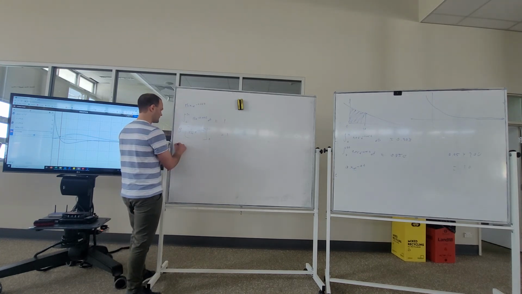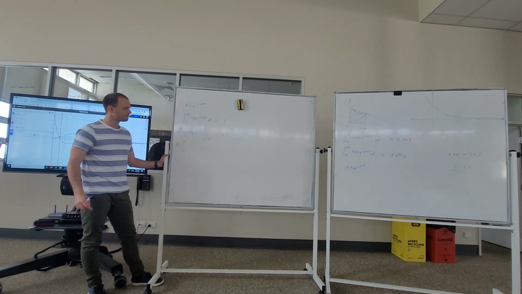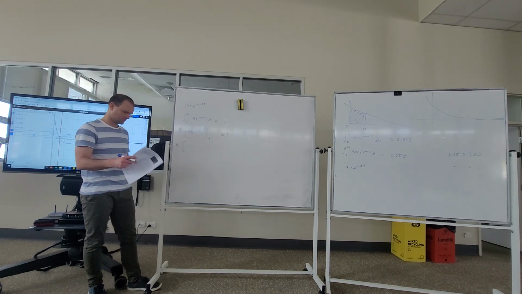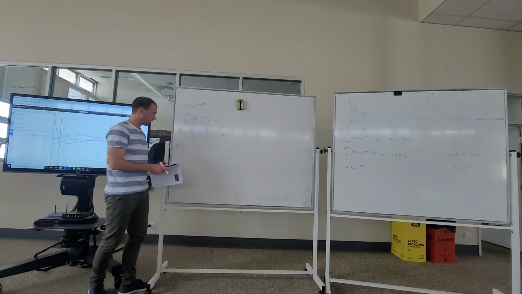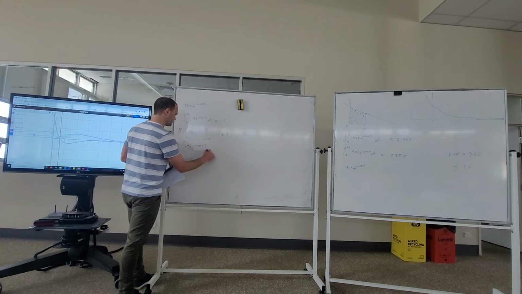So we'll get 1 divided by negative 0.05. Is it 0.05 or 0.5? Yeah, 0.05. So is that 20? Yeah. So we've got negative 20 e to the negative 0.05 t from 0 to 20.